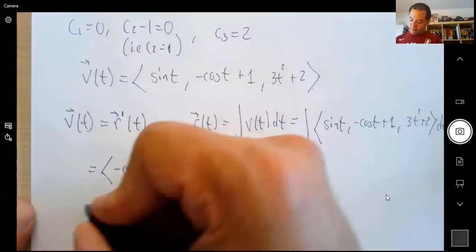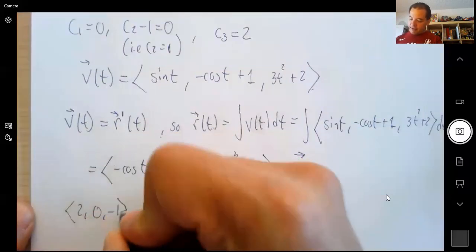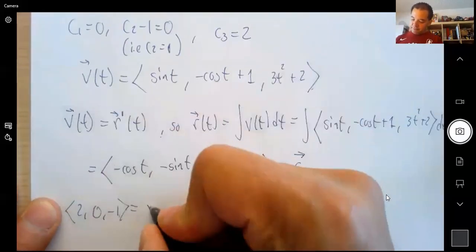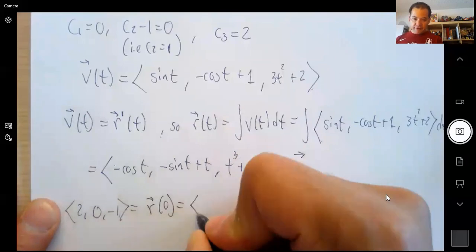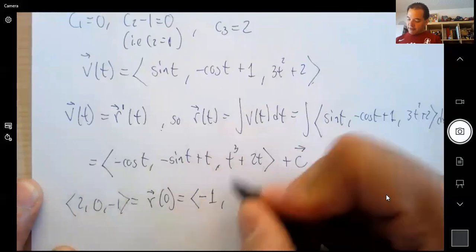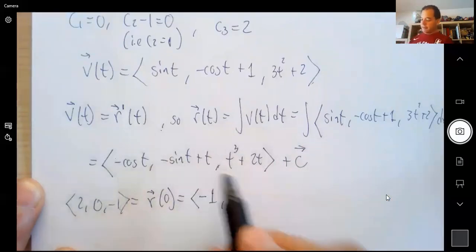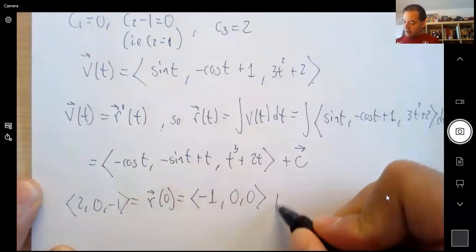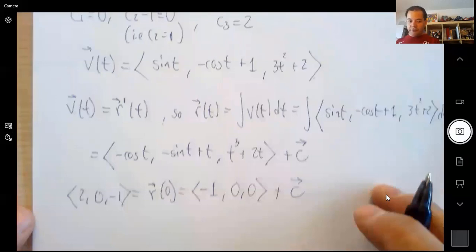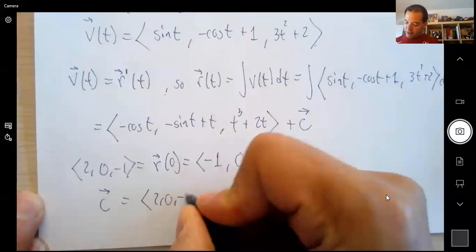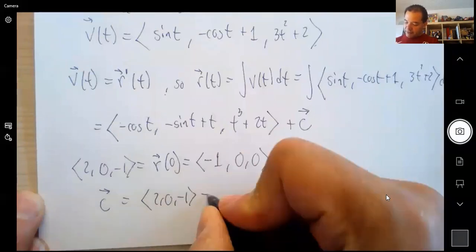So let's use that. So (2, 0, -1) is the position at 0, which is the same as when t is 0. That's -1 plus sine of 0, which is 0, and t is 0, so that's 0. So (-1, 0, 0) plus c. And then you can solve for c as a vector, right? So the vector c is (2, 0, -1) minus (-1, 0, 0).